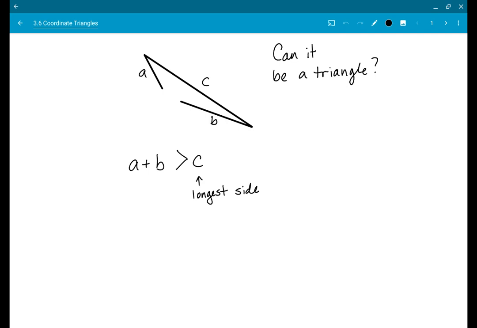So if you can kind of picture A and B swinging in towards line C, they're never going to meet. They're just going to lie on top of the line and they'll never make a triangle. So if A and B add up to a number bigger than C, it can't be equal to, because then you just have a straight line, then you can make a triangle from those three sides.